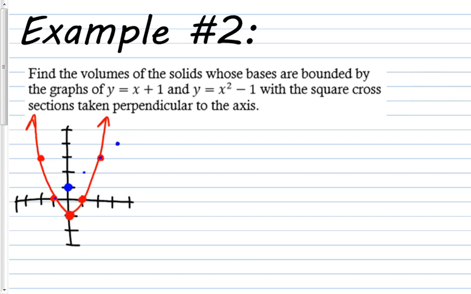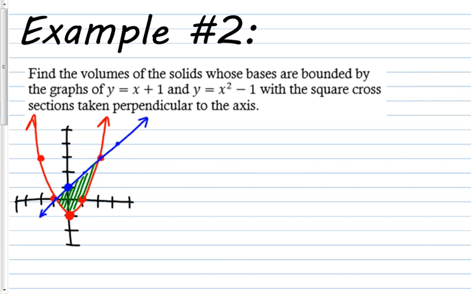And then let me go a little bit backwards. Okay, so here is my straight line. And as you can see, they make a region of area right here. So that is what's going to make my solid. I'm finding the volume of the solid whose base is bounded by these graphs. So this is the base of my solid, with square cross sections taken perpendicular to the x-axis.